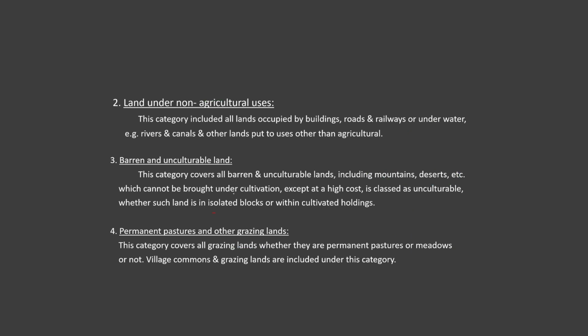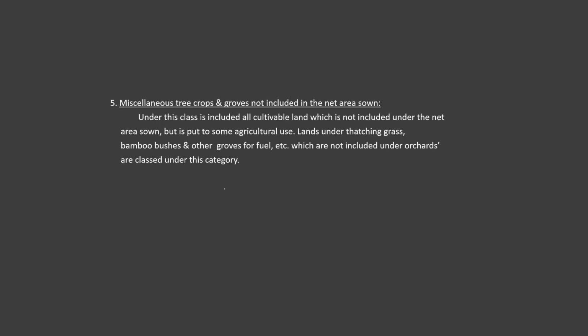The next and fifth classification of land is miscellaneous tree crops and groves not included in the net area sown. Here net area sown means that part of land where rice, pulses, or grains are grown. So this area is called the net area sown. Excluding that area, all comes under the miscellaneous tree crops and groves.